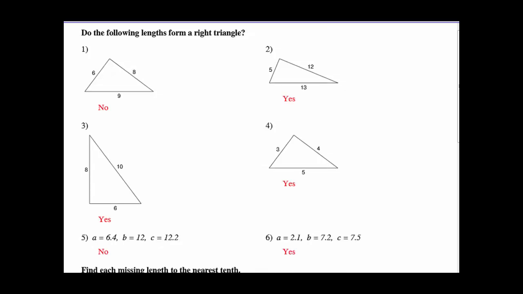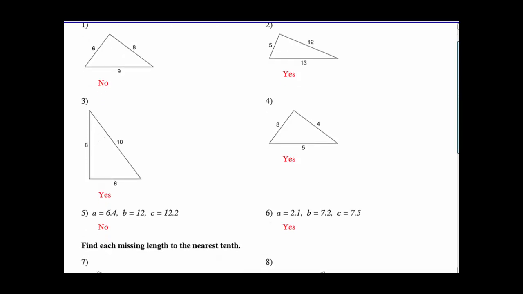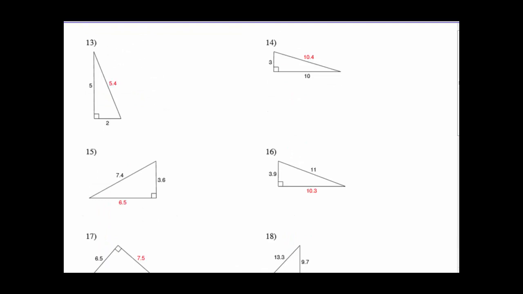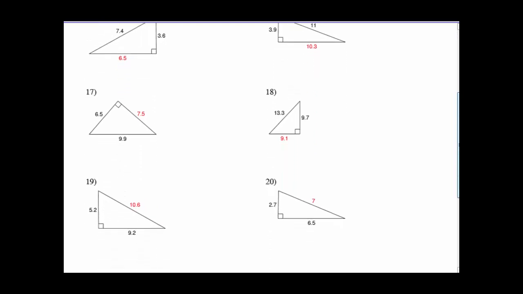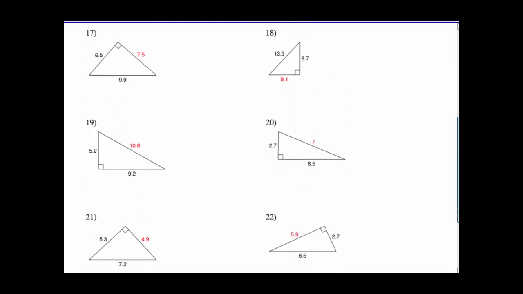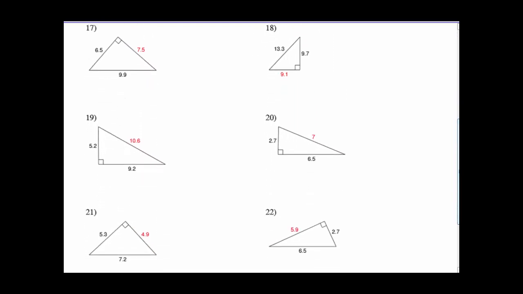Alright, welcome back. Again, here's checking your answers. Make sure you have the appropriate work. There's 1 through 6, 7 through 12, and 13 through 16. Again, you are rounding your answers to the nearest tenth. And the last couple, 17 through 22. If you still have any questions, be sure to ask.